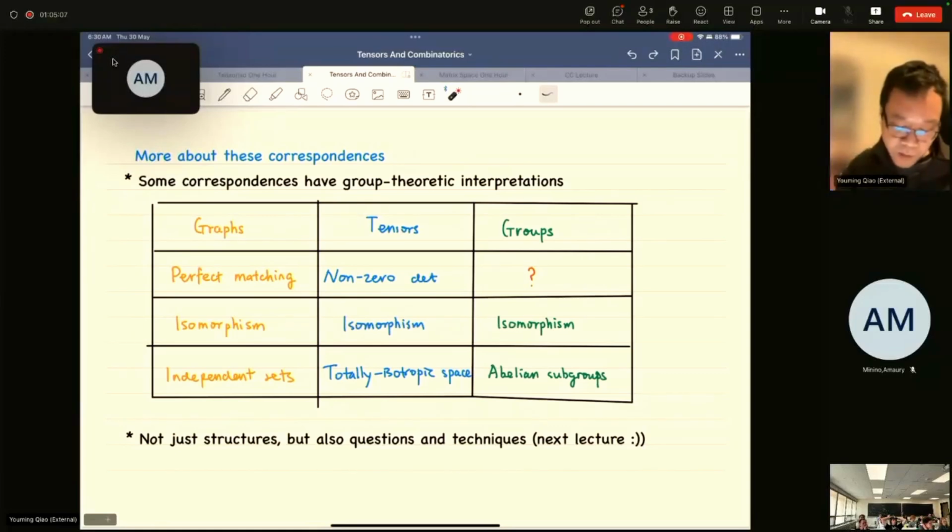Similarly, for independent sets, if you go to groups, the correspondence for totally isotropic spaces in the group setting will be abelian subgroups. Of course, certain abelian subgroups. In other words, you can extend these correspondences via a tensor and go from graphs to groups. So this is just a spoiler alert about the further correspondence.